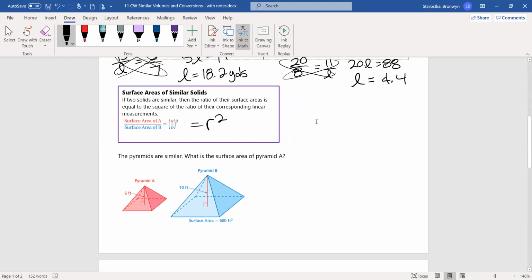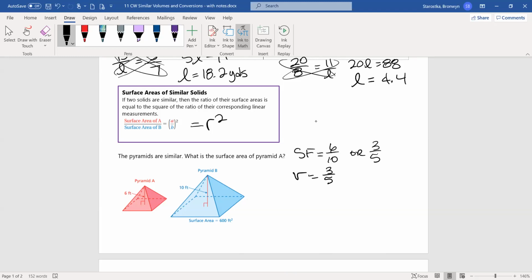These pyramids are similar. What is the surface area of pyramid A? So notice, are we getting bigger or are we getting smaller? If we want the surface area of A, we want to get smaller. So we want the ratio of the heights. So scale factor here is 6 over 10 or 3/5. That's what R equals. R equals 3/5.